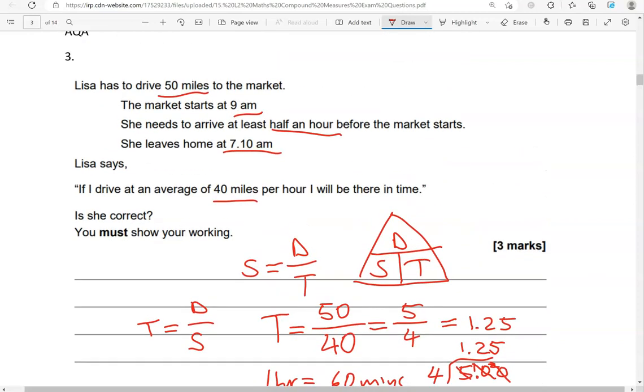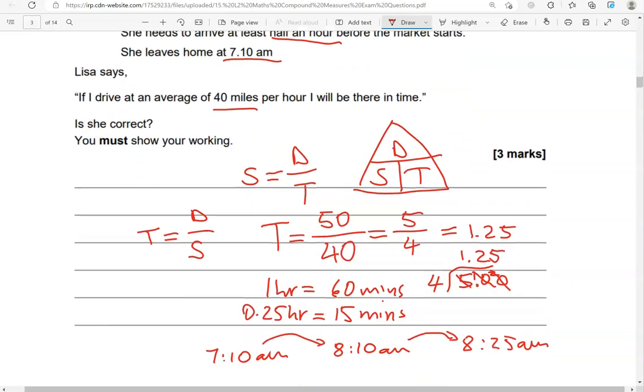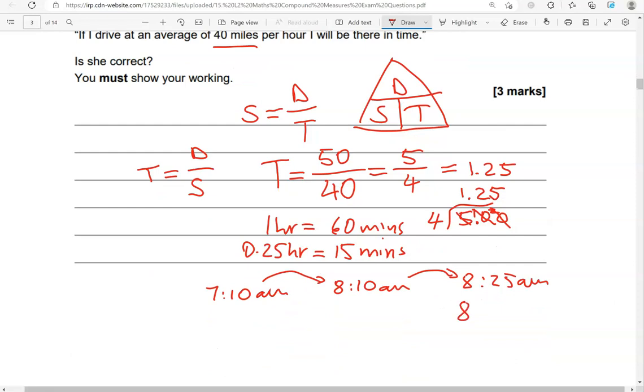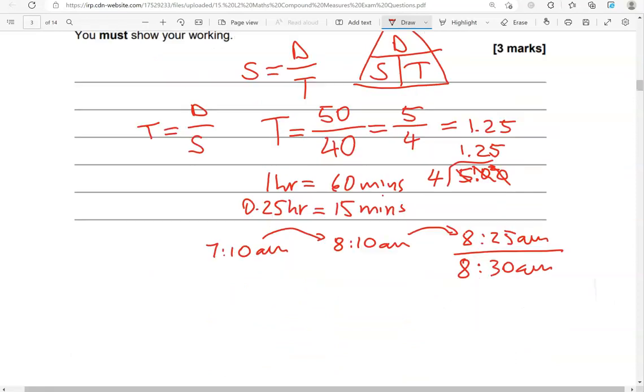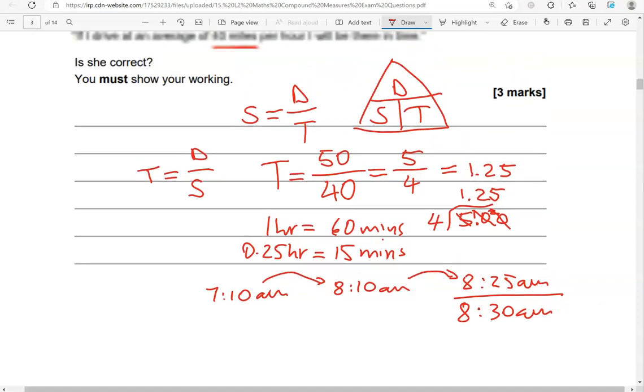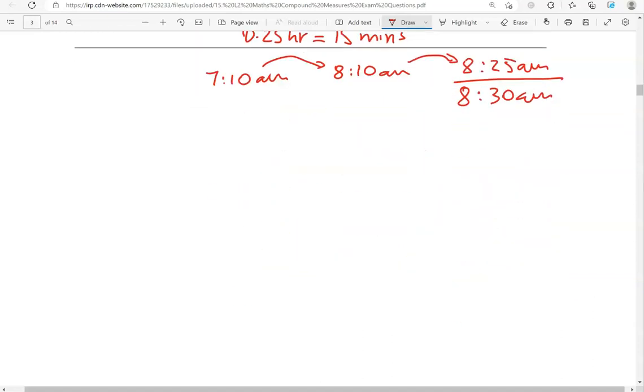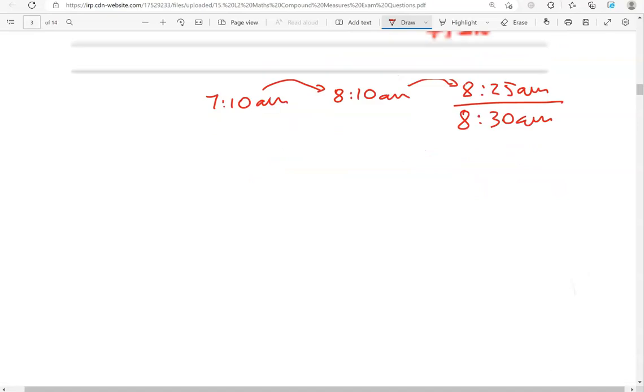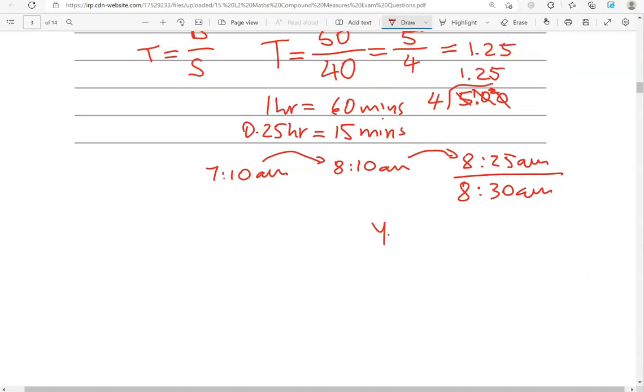And the market starts at 9 a.m. and she needs to be there half an hour before, so that would be 8:30 a.m. So this is 5 minutes early. So she's correct. So we're going to say, yes, Lisa is correct.